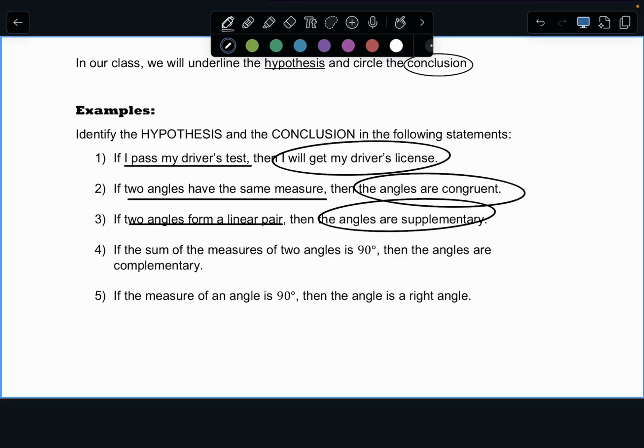Next one, if the sum of the measures of 2 angles is 90 degrees, then the angles are complementary. Kayla, give me my hypothesis. The sum of the measures of 2 angles is 90. Perfect. That first piece. Jordan, give me my conclusion. The angles are complementary. Perfect. Whatever comes after the then part. My circles are getting a little crazy, but you get the idea.